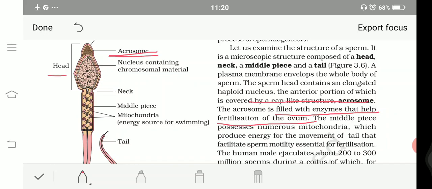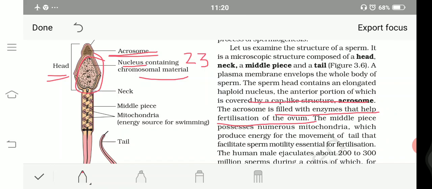Next, this central region carries the nucleus as well as some extra genetic material too. This part of the head is responsible for completing the process of zygote formation, because the 23 chromosomes needed to make a complete human individual of 46 chromosomes, the 23 contribution of chromosomes will be from the sperm side. Sperms are the ones that provide the 23 chromosomes there.